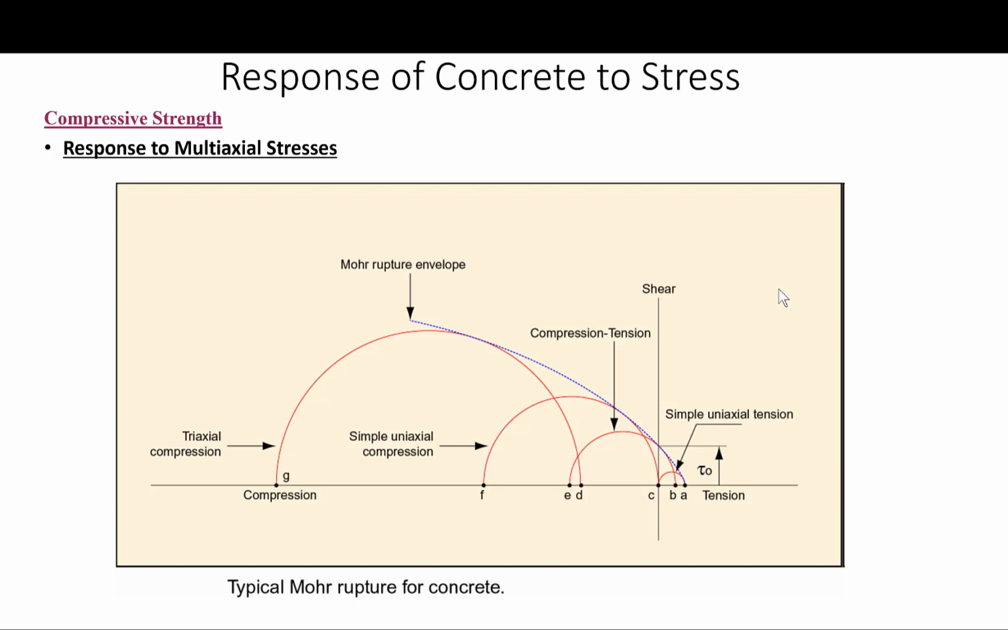So in this figure here, the strength of concrete in pure shear is represented by the point at which the failure envelope intersects the vertical axis, which is the shear stress, represented by the symbol tau. By this method, it has been found that the shear strength is approximately 20% of the uniaxial compressive stress. Okay, so this is a way of estimating the shear strength.